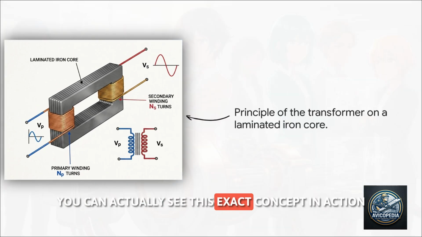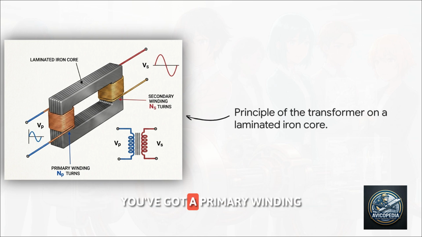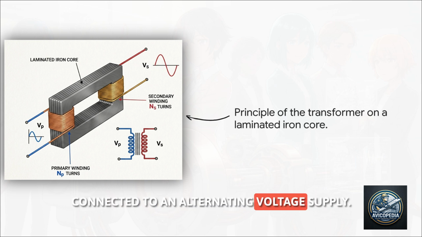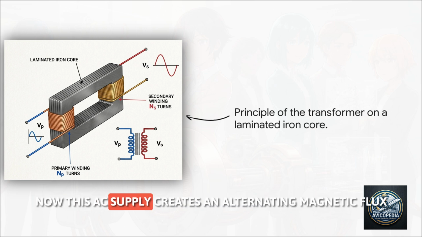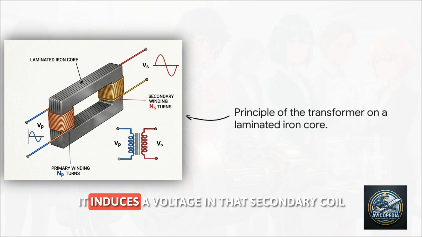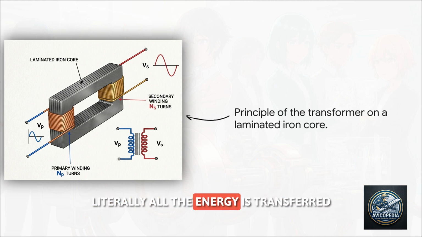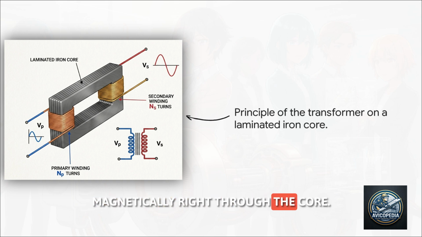You can actually see this exact concept in action with a standard transformer. On the left side, you've got a primary winding connected to an alternating voltage supply. Now, this AC supply creates an alternating magnetic flux right inside that laminated iron core. And because that flux links up with the secondary winding over on the right, it induces a voltage in that secondary coil purely by mutual induction. Literally, all the energy is transferred magnetically right through the core.